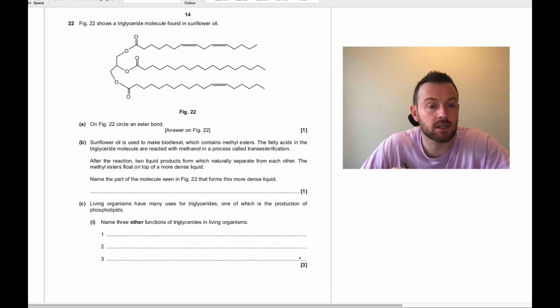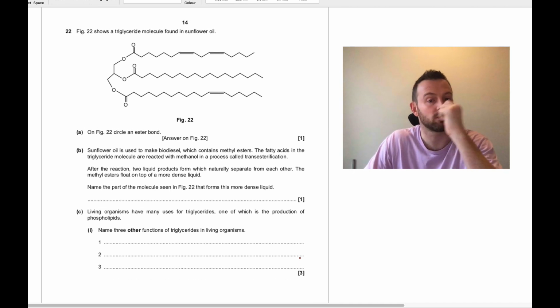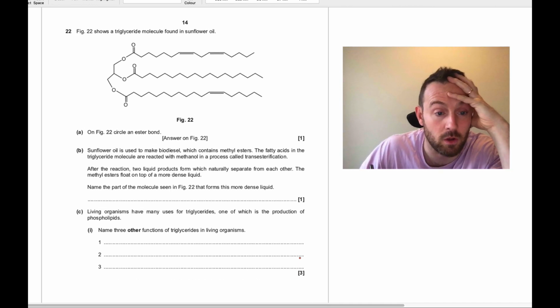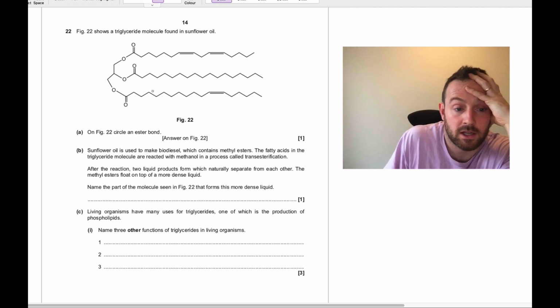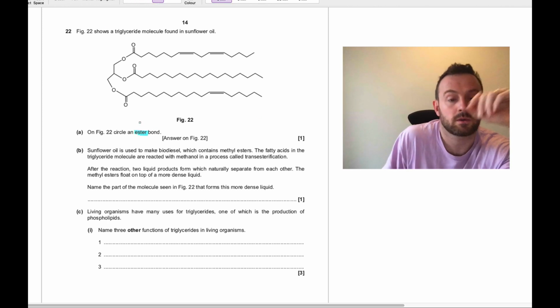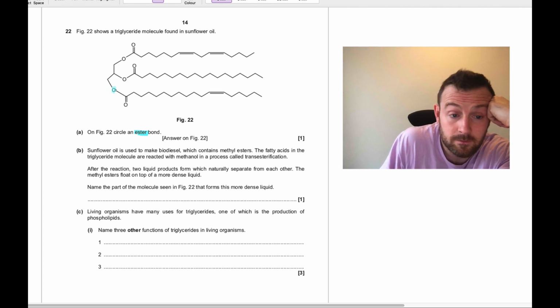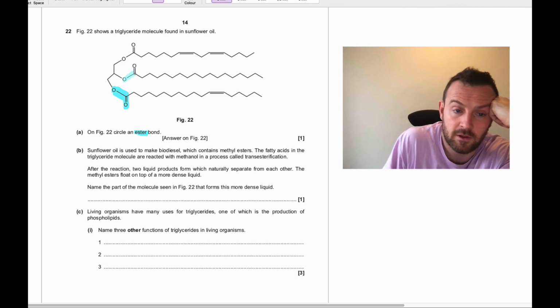All right, here's a triglyceride molecule found in sunflower oil. Circle an ester bond. I'm going to highlight it actually, in blue. So an ester bond is this. Now you have to highlight that whole part there. So you've got to highlight both oxygens there, and also this central carbon. Okay, so there's one. I'll just highlight the other two as well.